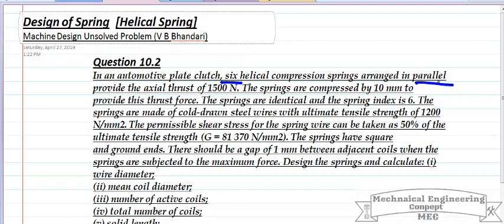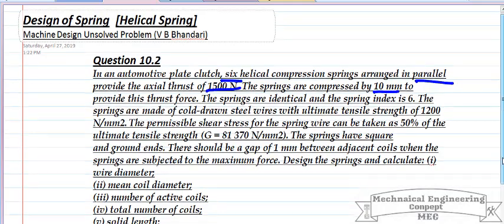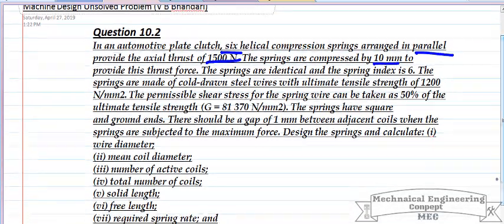arranged in parallel provide the axial thrust of load 1500 Newton. The springs are compressed by 10 mm to provide this thrust force. The springs are identical and the spring index given to us is 6. The springs are made up of cold drawn steel wire with ultimate strength of 1200 Newton per mm square.